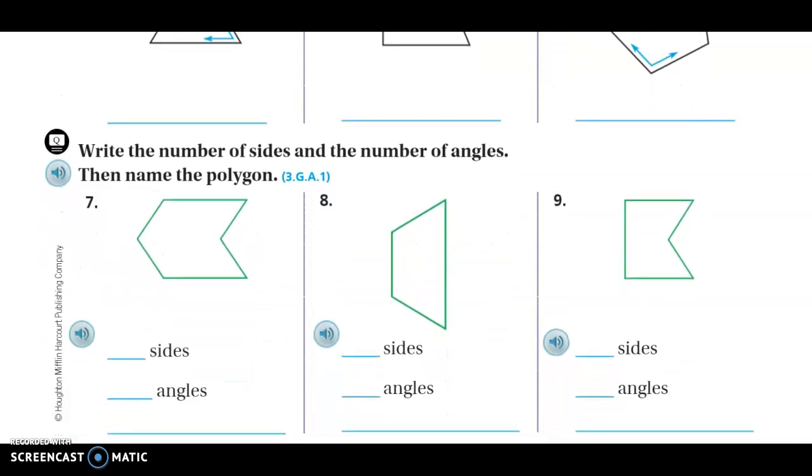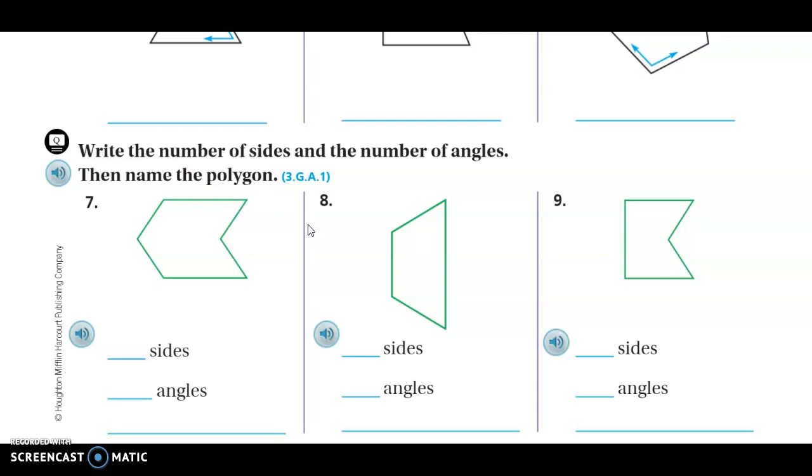Write the number of sides and the number of angles, then name the polygon. This has 6 sides. 1, 2, 3, 4, 5, and 6. So 6 sides, 6 angles makes a hexagon. Remember we talked about that X. Hexagon has 6 sides. Over here we have 4 sides. 1, 2, 3, 4. So if it has 4 sides, it must have 4 angles. Anything with 4 sides and 4 angles is called a quadrilateral.